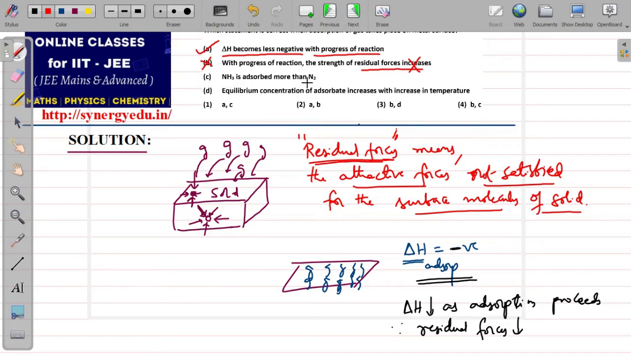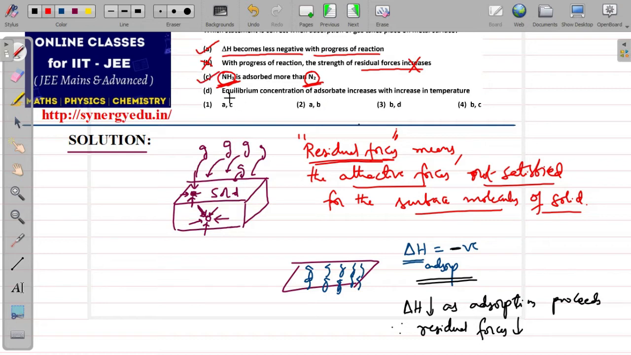NH3 is adsorbed more than N2. Among them, N2 does not have any dipole, whereas NH3 has a dipole moment. NH3 molecules are attracted strongly onto the solid surface because it has a dipole, whereas N2 is a non-polar molecule with zero dipole moment. That's why the attraction forces on N2 will be less. Therefore, NH3 is adsorbed more than N2. This is also a right statement.